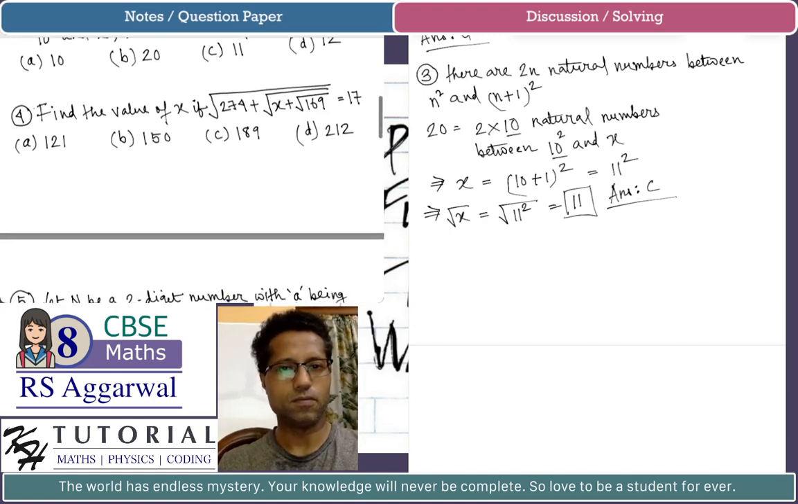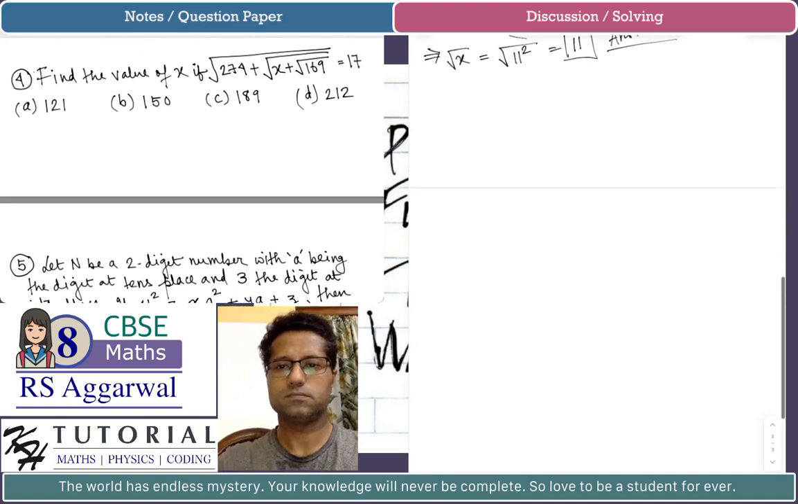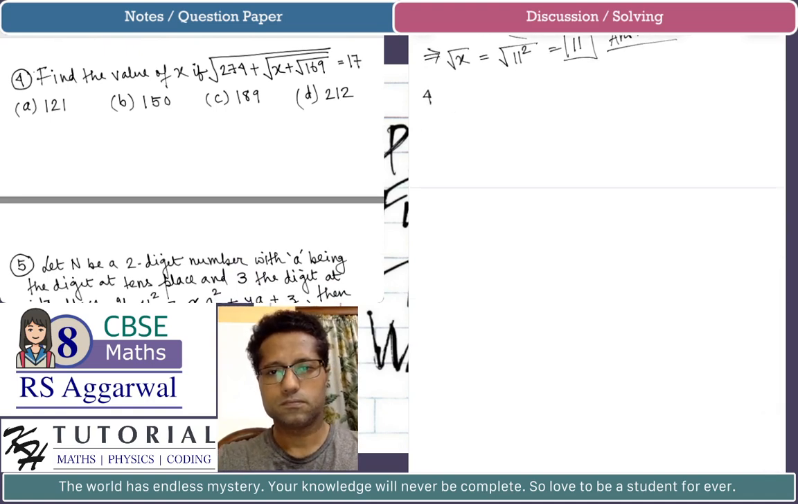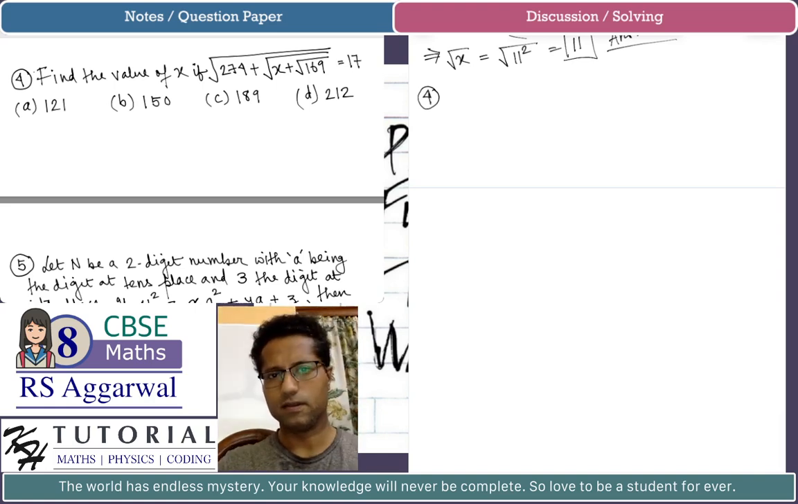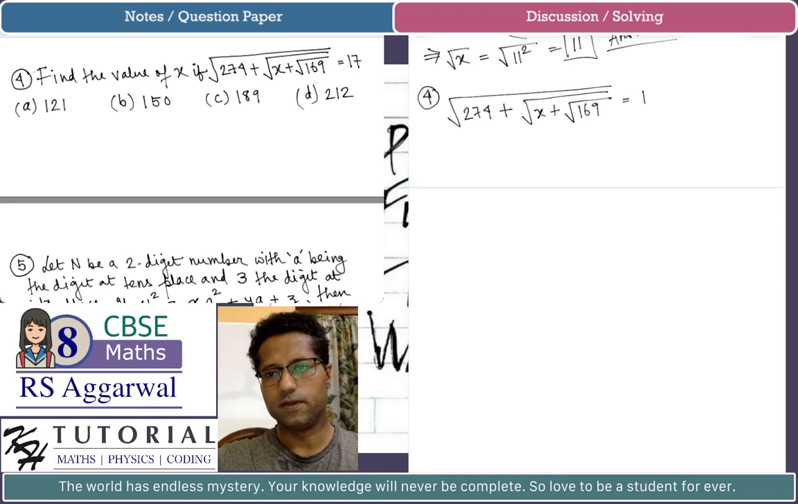Okay, let's do problem number 4. Problem number 4. Find the value of x if, so an equation is given, the left hand side is having nested square roots. So we are having a square root of 274 plus again square root of x plus again square root of 169 is equal to 17.